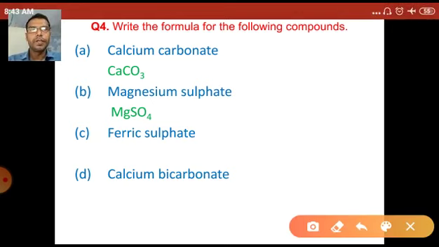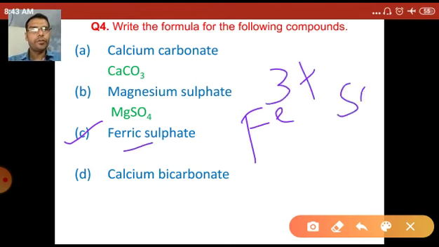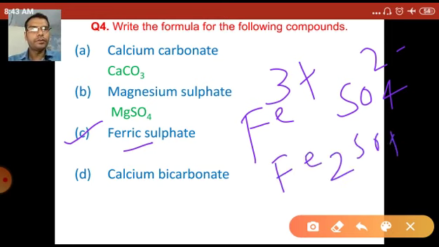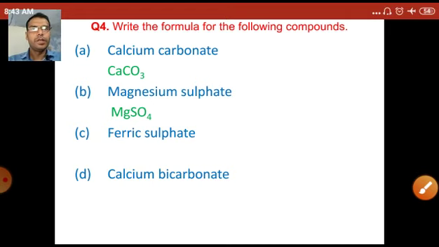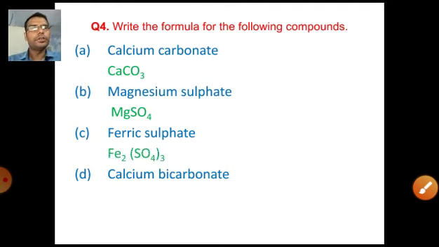Now the next question, C number, ferric sulfate. Ferric is Fe3 plus, and sulfate is SO4 2 minus. After combining with each other, they form the formula Fe2(SO4)3. So the answer is Fe2(SO4)3.